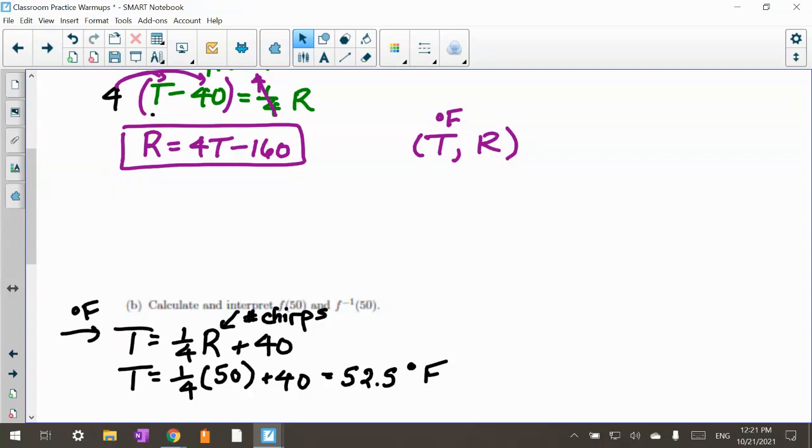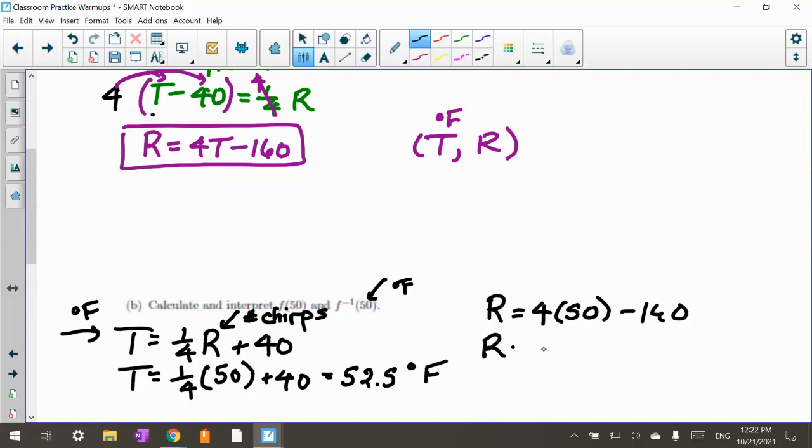The next one, it wants me to do F inverse of 50, so I'm going to use this purple one. So the 50 now, it's not chirps anymore. This is actual temperature in degrees Fahrenheit, okay? So I got R equals 4 times 50. See how that's different? Minus 160. So R is going to be 40. This is 160. Boy, that looks awful. I'm sorry about this, but my pen is not really cooperating. I feel like I'm writing really slow, and I'm sorry about that. 200 minus 160 is 40, and now this is the number of chirps.